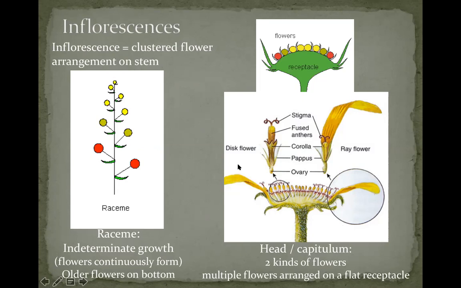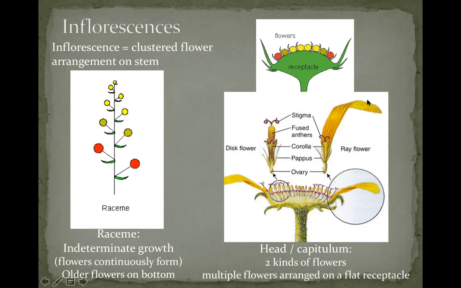And then we have our head or capitulum. This is typical for members of the Asteraceae or the sunflower family. And with the head or capitulum, there are 2 kinds of flowers. We have the ray flower and the disc flower, which are here in the center. Now, when you look at a sunflower, people often think that entire flower is one single flower, but actually a sunflower is an inflorescence. So it's a clustered arrangement of multiple flowers on one stem.